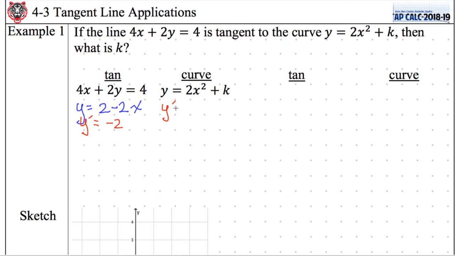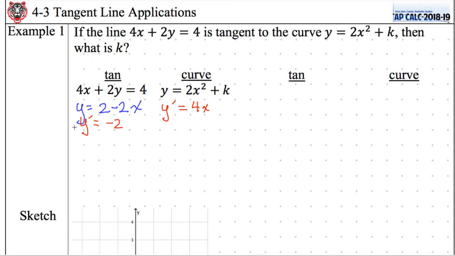Ben, you want to do this one for us? 4x. Yeah, just 4x. All right. Does that help us at all? Anyone see a step that we could do? We can plug in, because we know y prime for the tangent is negative 2, we can plug it into the curve. Yeah, so that's exactly what we're going to do.